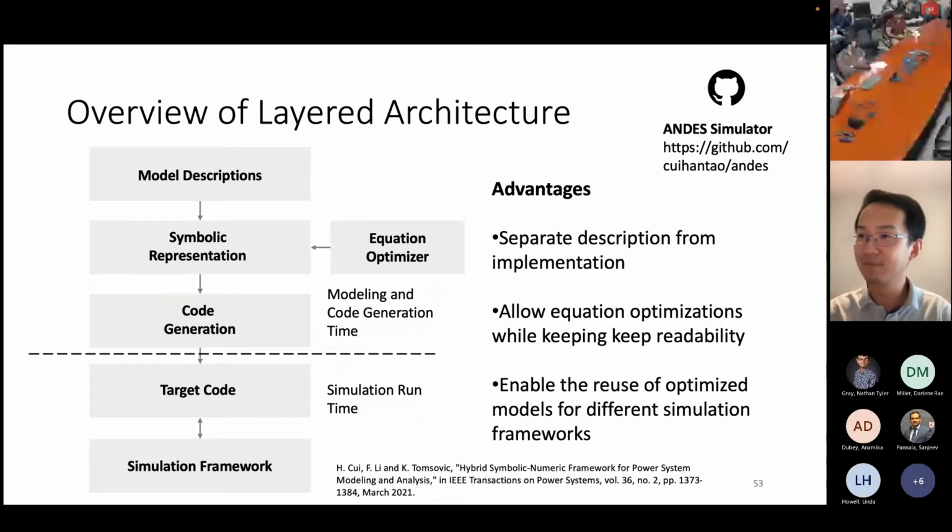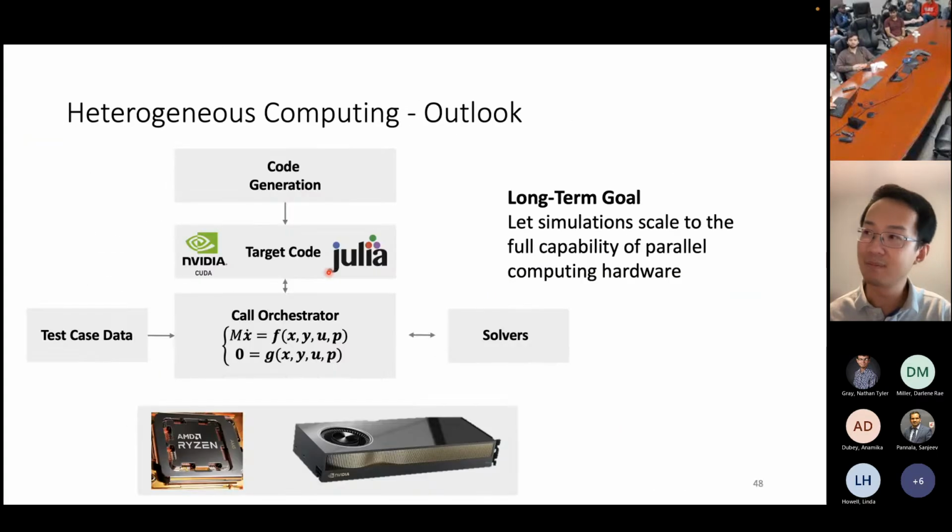I have a question. You mentioned that there were some challenges for simulating the transient stability. What sort of future work needs to be done for that to work out?